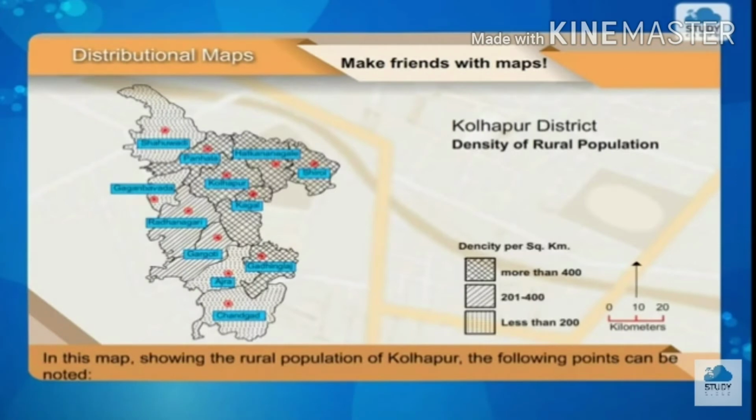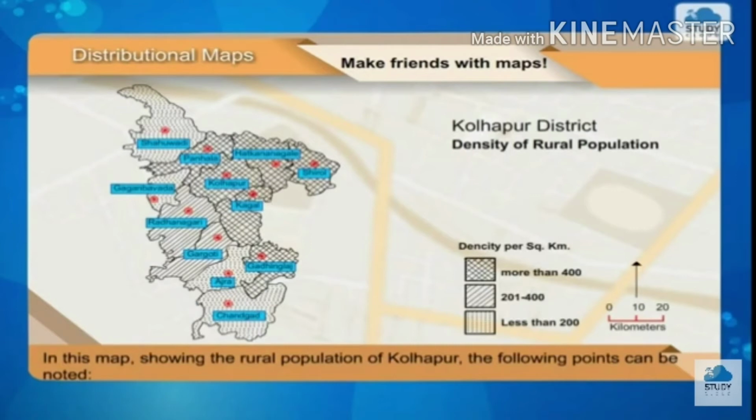Make friends with maps. The map on page number 5, figure 1.4, shows the density of population of Kolhapur district. Density of population is shown with different tints or different shades, as you can see there. The population is divided into 3 categories: more than 400, 201 to 400, less than 200.